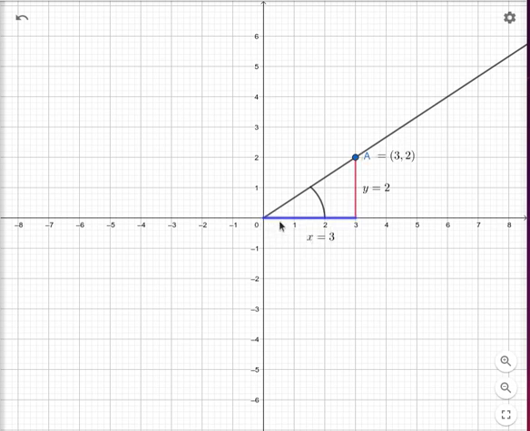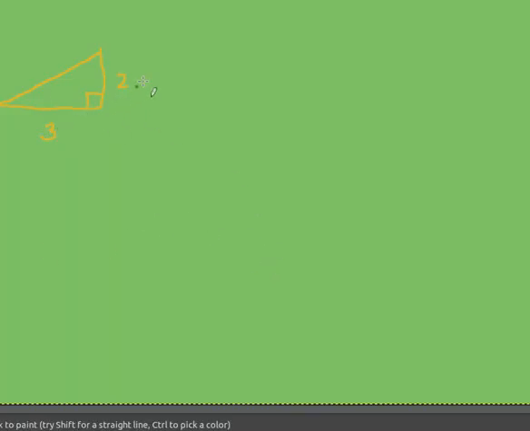So now we have a right triangle with one leg equal to 3 and one leg equal to 2. We can find by the Pythagorean theorem the length of the segment from the origin out to the point. That's just the distance formula, but it's the Pythagorean theorem that makes that work. So with this (3, 2) right triangle, we'd like to find out how long the hypotenuse is.